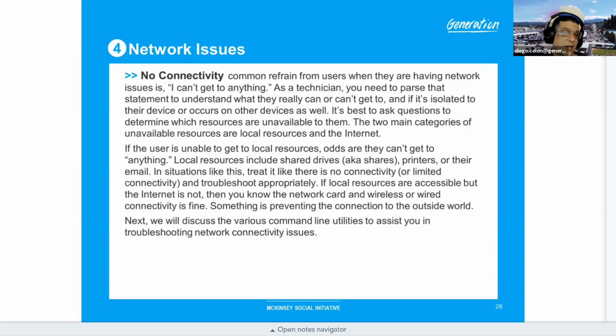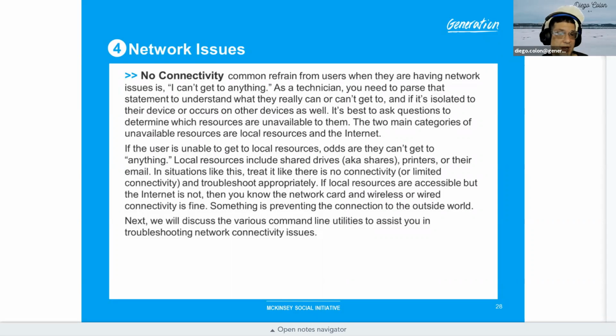We need to make sure we isolate exactly what it is, and maybe ask some more open-ended questions than just the simple "I can't get into anything." What is anything? What are you trying to get into? Is it your email? Is it the server here? Is it an FTP site? What exactly is your problem?